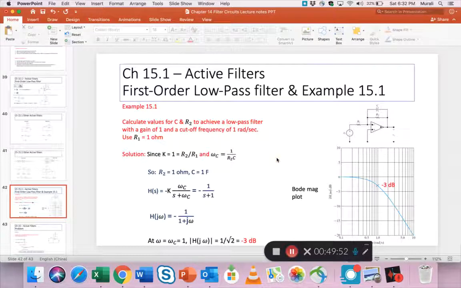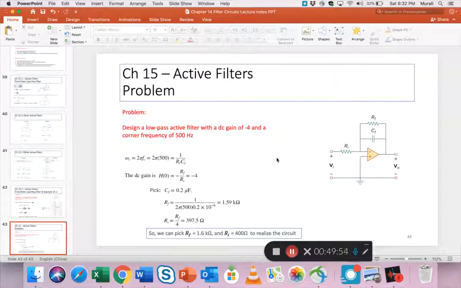I have just one more last slide. Give me 2 more minutes and we'll be done. I picked this problem somewhere else. It has a more realistic question, which is: design a low pass active filter with a DC gain of -4, not just 1. And the corner frequency is not just 1 hertz or 1 radian, it's actually 500 hertz. So if you are given a problem like this, how do you solve it?